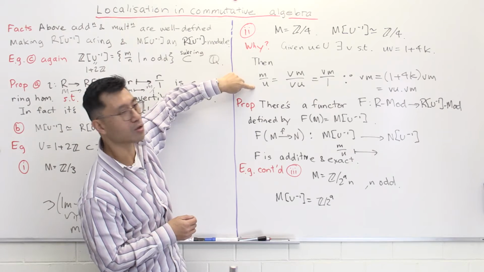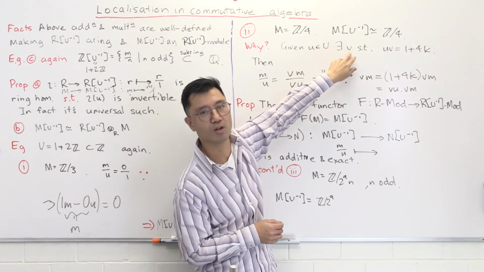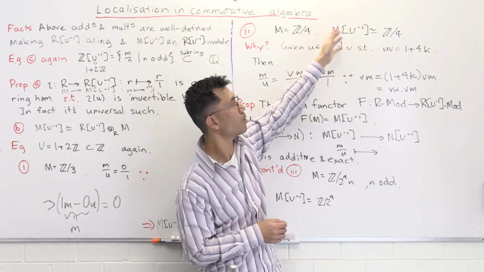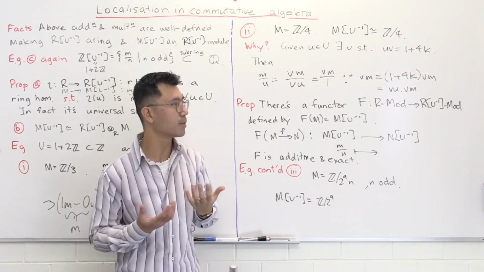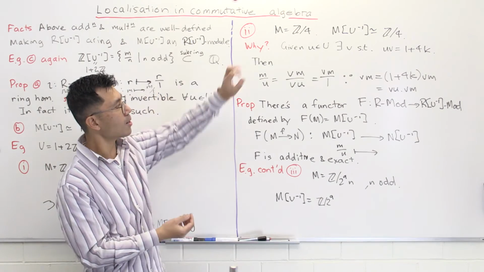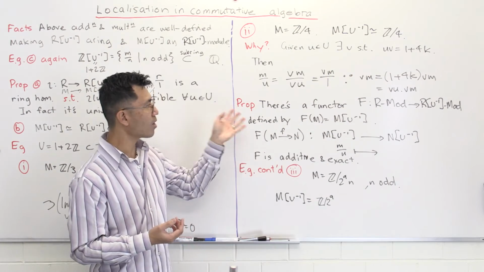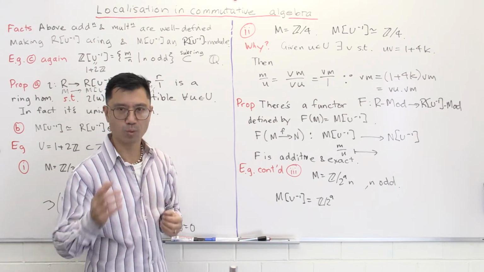Okay, how do you divide by u? Essentially, you just multiply by the multiplicative inverse of u, modulo 4. That's how that extra module structure works. Okay, so to get more complicated examples and to understand the theory, we have this very, very useful proposition that I really want to tell you about.